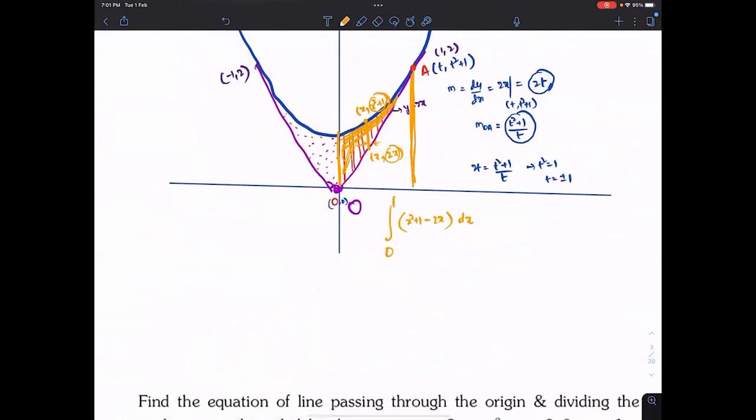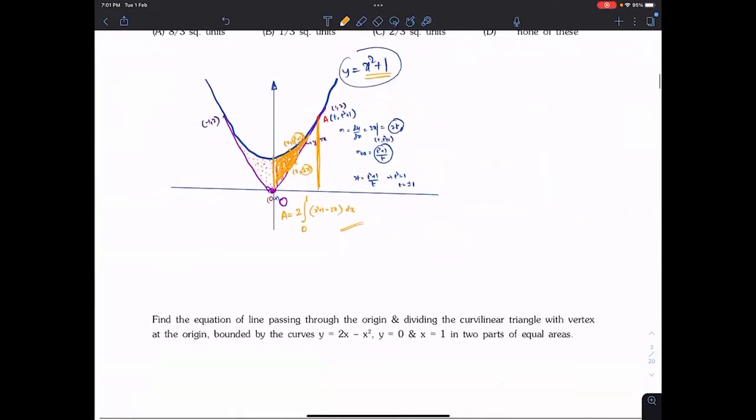I'm shading it with orange. Okay. If you do 2 times it, I will get the required area, because the left side area will be the same as that one. So that's all. That will be the answer. Okay. Next.